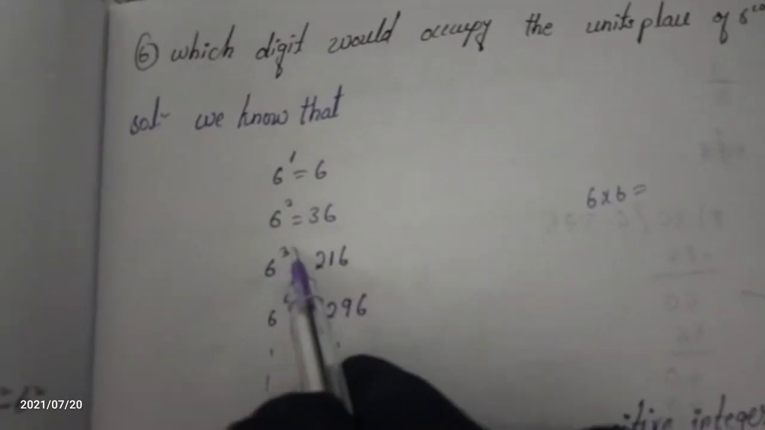We know that 6 to the power of 1 is 6 only. 6 to the power of 2 means 6 times 6, which is 36. 6 to the power of 3 means 6 into 6 into 6: 6 times 6 is 36, and 36 times 6 is 216. 6 to the power of 4 we get 1296.